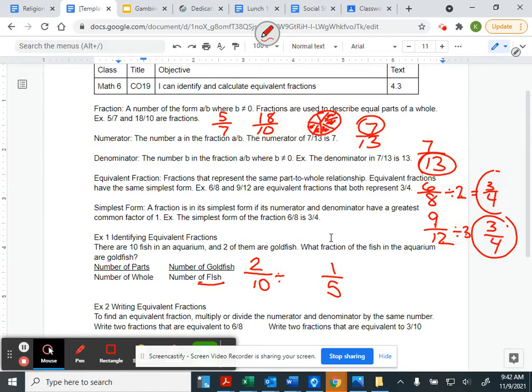Yeah, Penelope went down. She simplified for an equivalent fraction. So she said, oh, they both share a factor of 2. I'm going to divide that 2 out. 2 divided by 2 equals 1. 10 divided by 2 equals 5.